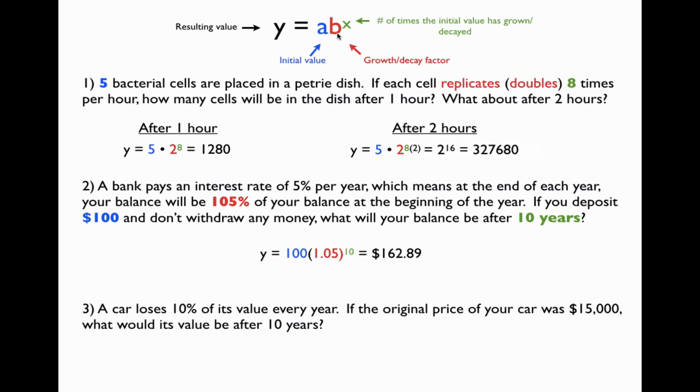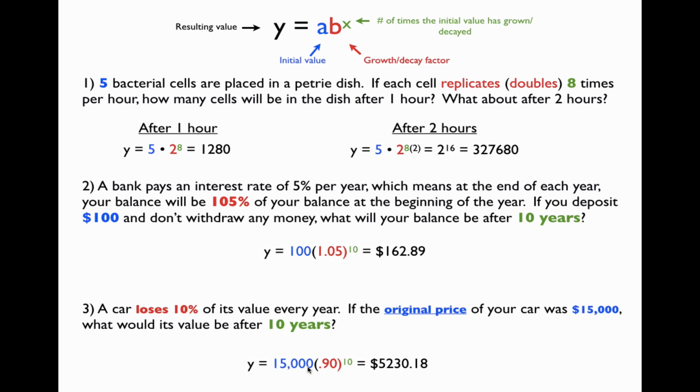What about the year after that? You retain 90% of that value, and so on and so on. Remember, the growth or decay factor tells you what you end up with. It doesn't necessarily describe exactly how you're changing. So our decay factor would be 90%. And of course, we're doing this 10 times for 10 years. So our equation would look like this: $15,000 times 90%, or 0.90, raised to the 10th power, gives us $5,230.18.